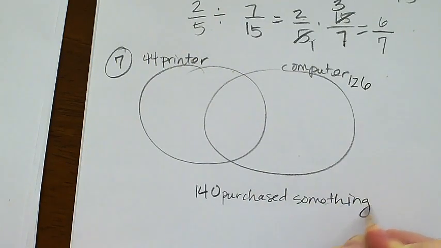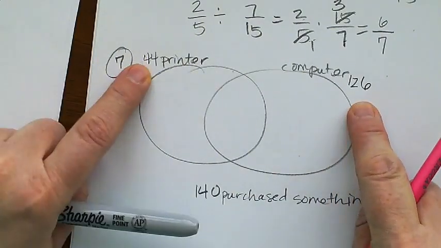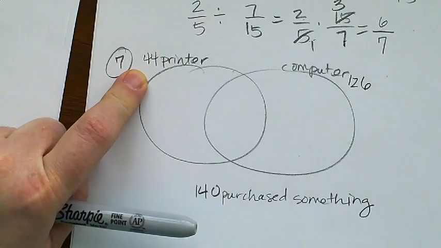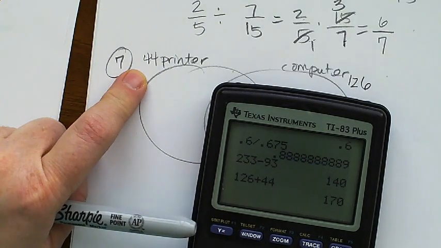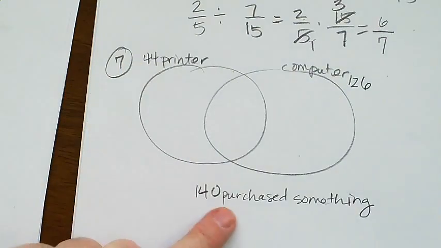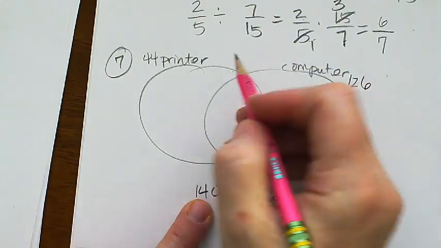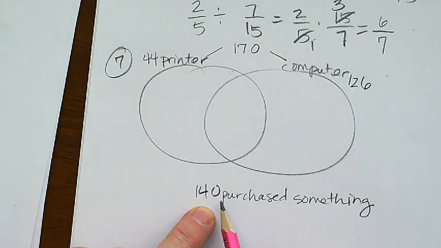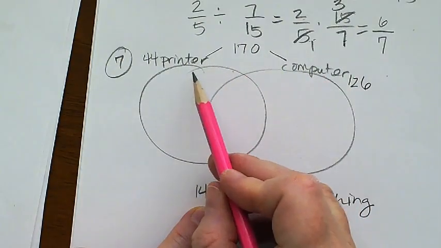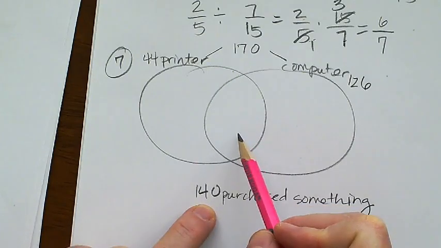And some of those people bought both, because if I add 126 plus 44, I get 170, but only 140 people purchased something. So this is 170 total, which means there's some overlap here.